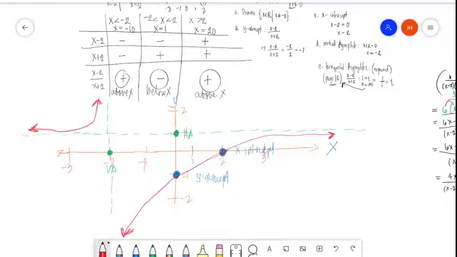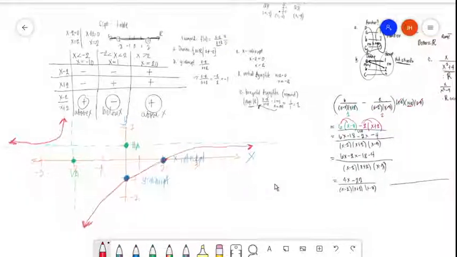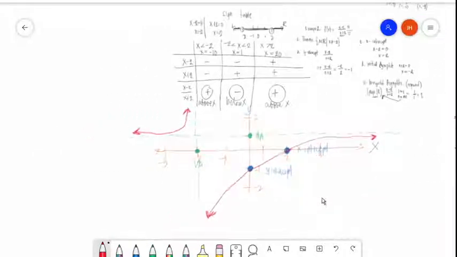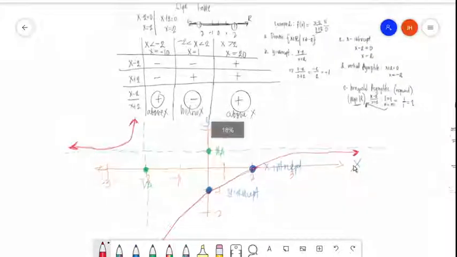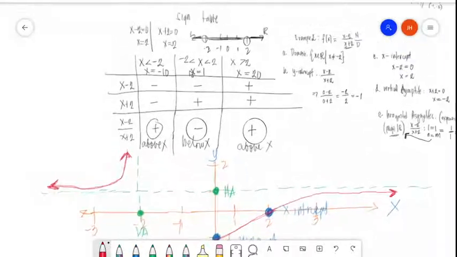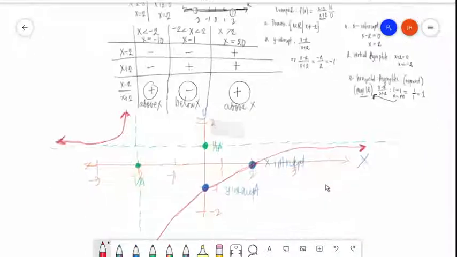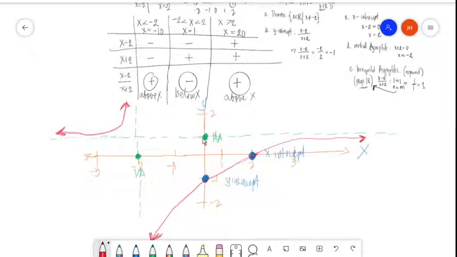Then after that, this would be our final answer after getting the domain, the y-intercept, the x-intercept, the vertical asymptote, and the horizontal asymptote, including the sign table. Then we can now graph that function. And then after that, we can now check using Desmos.